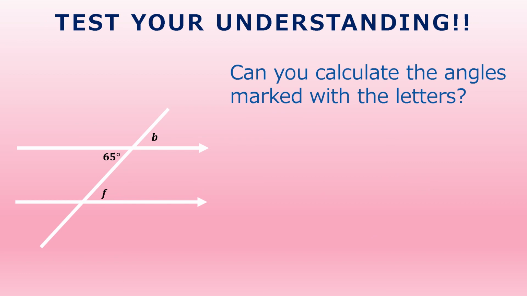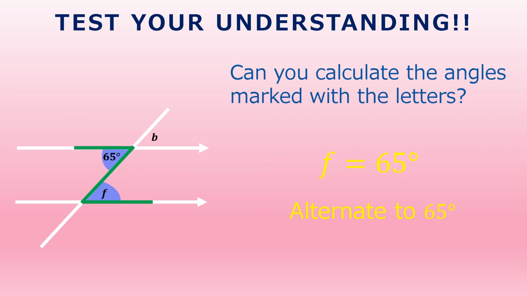Let's test your understanding. Can you calculate the angle marked with the letters? Remember, we can form a Z between the parallel lines for the alternate angles. It therefore means 65 degrees and F will be considered alternate angles because they are equal. So F is 65 degrees because it's alternate to 65 degrees.